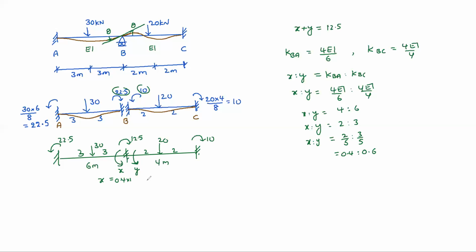That means x equal to 0.4 times of 12.5. So x equal to 0.4 times of 12.5, that equal to how much? 5 kilonewton meter. And y equal to 60% of 12.5, which is equal to how much? 7.5. Okay. 7.5. So that means now the structure will become like this. I will draw.